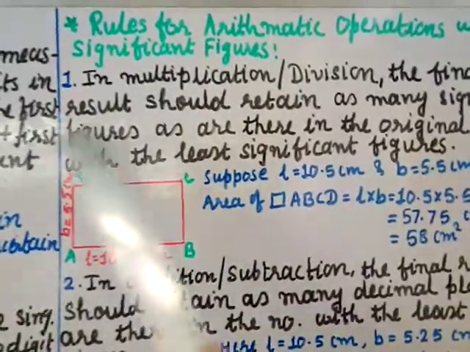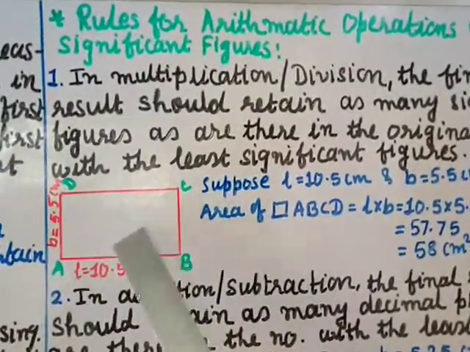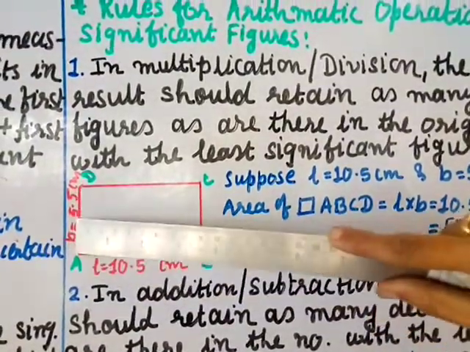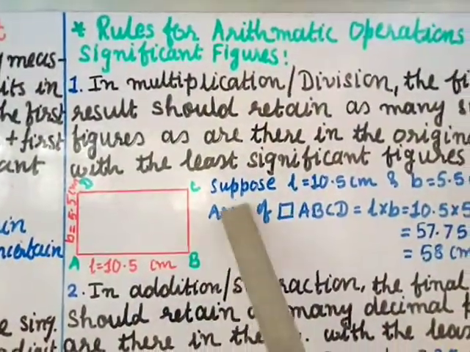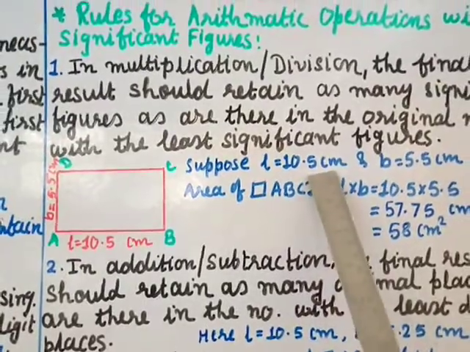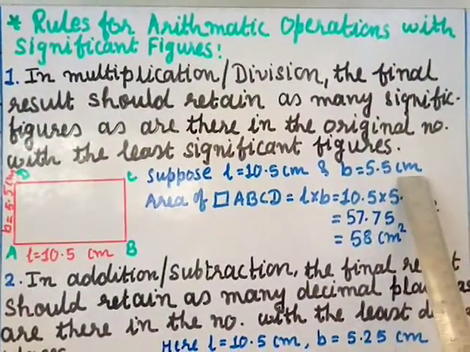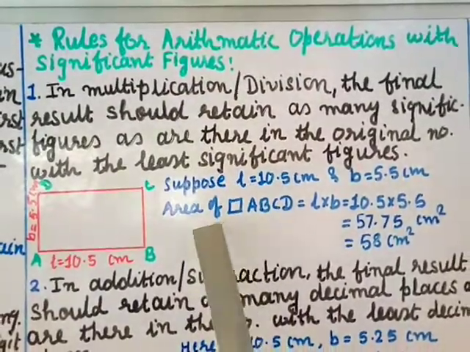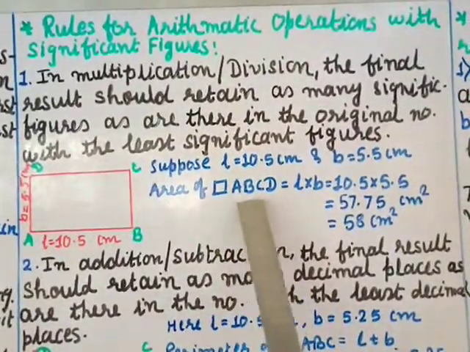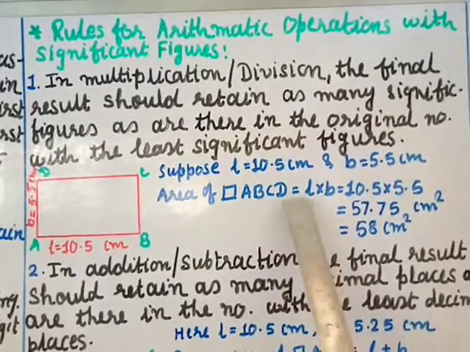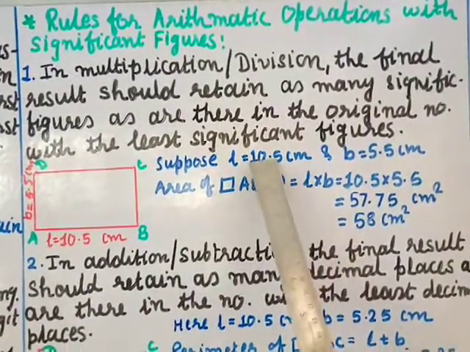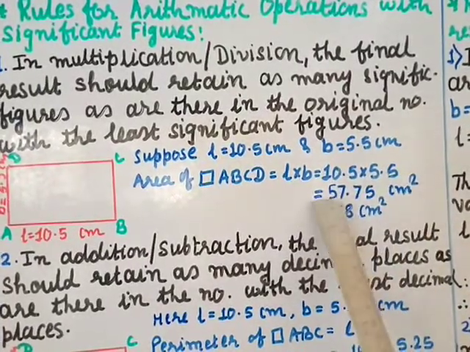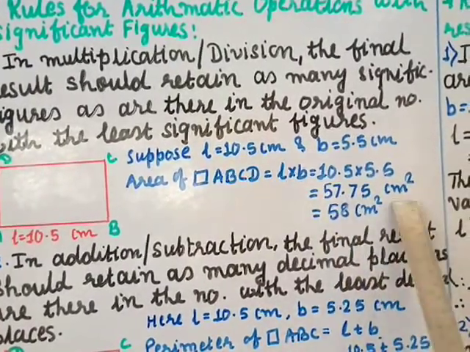So here I have taken a rectangle whose length is 10.5 centimeter and width is 5.5 centimeter. Suppose L is equal to 10.5 centimeter and B is equal to 5.5 centimeter. Then I want to find the area, which is multiplication. It is the same for division. So area of rectangle ABCD equals length into breadth. Length is 10.5 and width is 5.5. Multiply, you get 57.75 centimeter square.